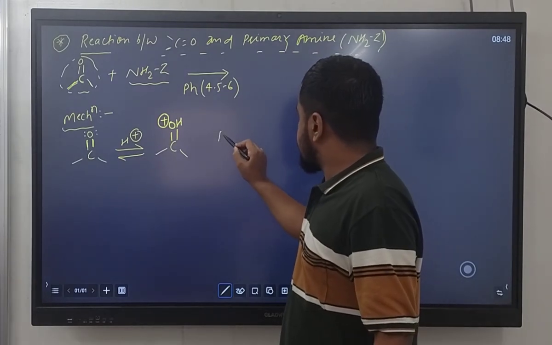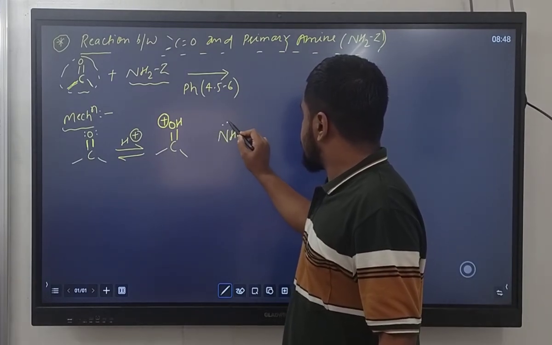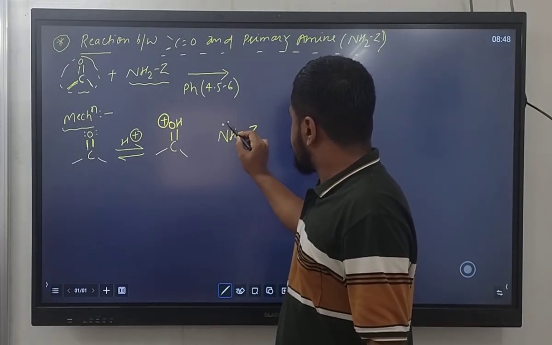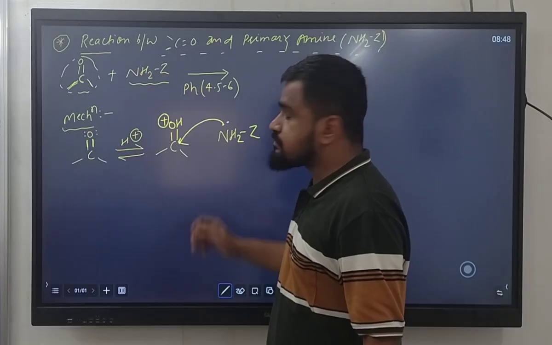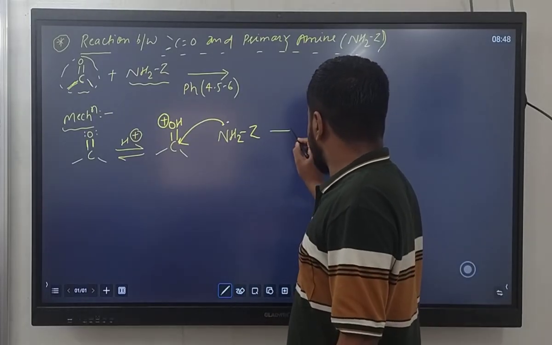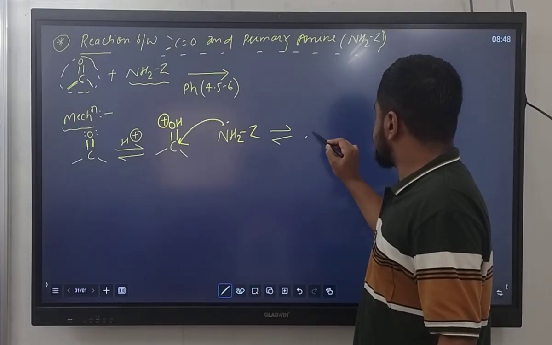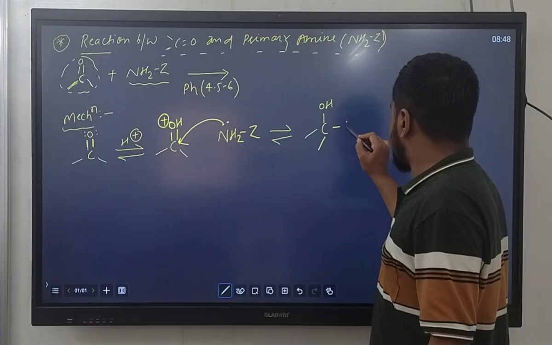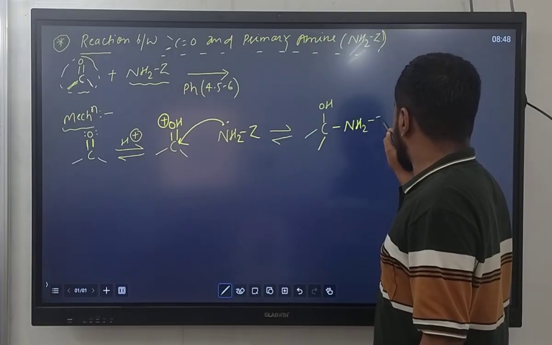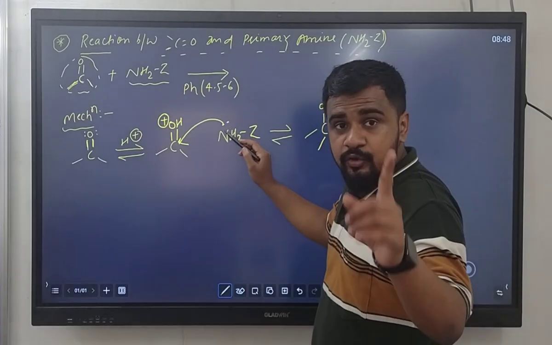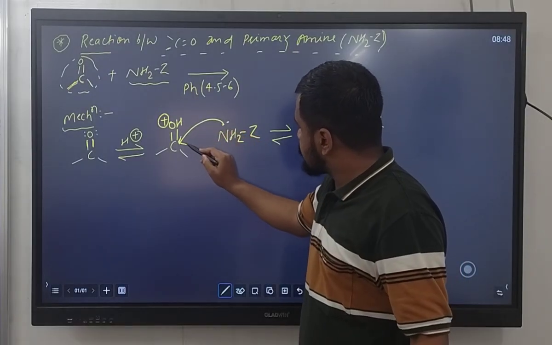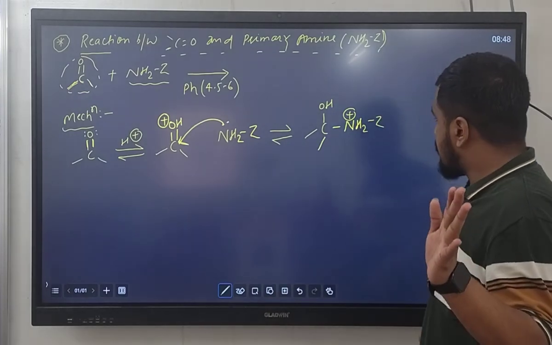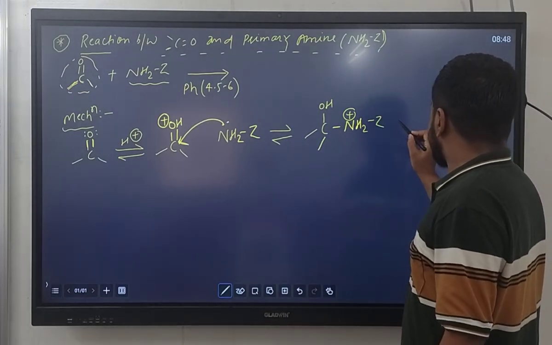Then NH2Z attacks at that carbon. So you will get OH, this, and NH2Z: the lone pair of nitrogen attacks this carbon and nitrogen becomes positively charged.